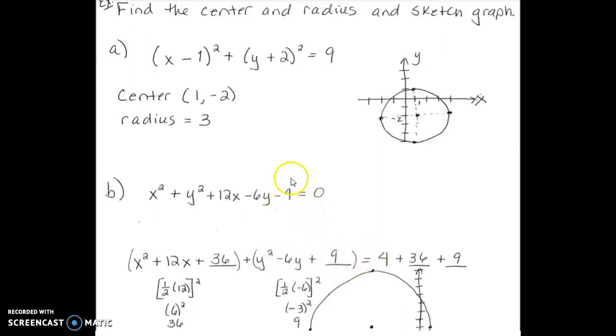Equals, and then you're going to move this constant term to the other side. So adding the 4 over here. And then because I'm going to have 2 blanks here to add numbers, I'm going to have to put plus and then 2 blanks over here. So I'm going to have to do the same thing on both sides.